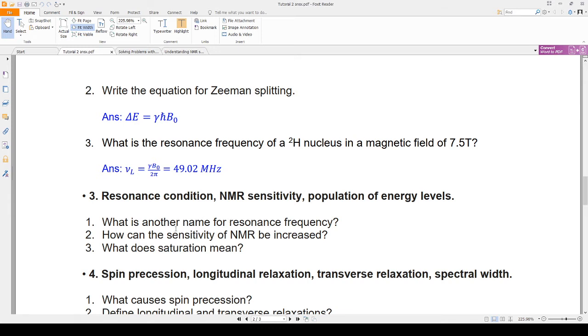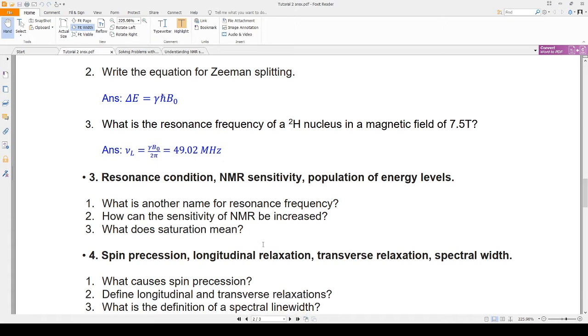So it's another name for resonance frequency. As I said, it's Larmor frequency. And how can the sensitivity of NMR be increased? If you use a higher magnetic field, that's going to do that job. What does saturation mean? When you have the spin up and the spin down being equal, that's when you have the saturation.